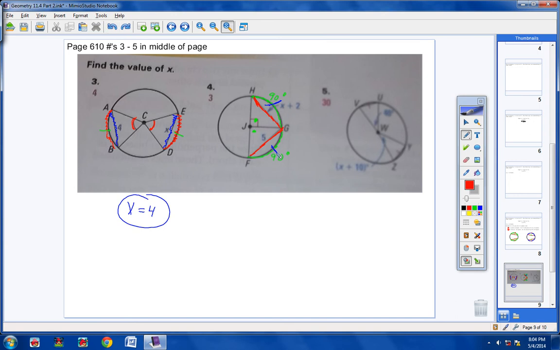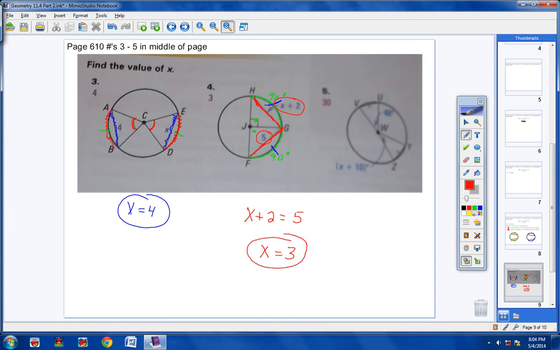Remember, when two minor arcs are congruent, their chords are congruent. So what's the length of FG? 5. What's the length of HG? X plus 2. Well, they have to be congruent, so set them equal. X plus 2 equals 5. Now bring the 2 over and make it a -2, and x equals 3. There we go, not too bad.